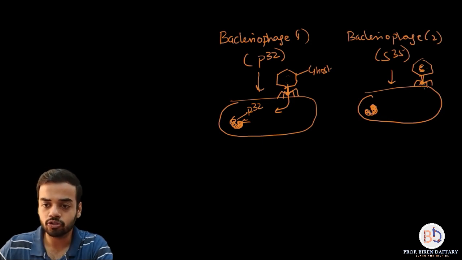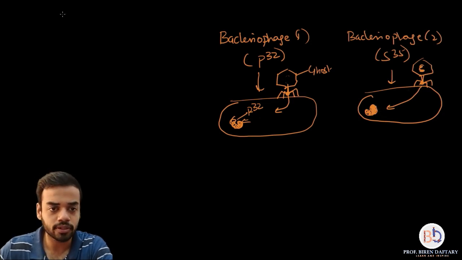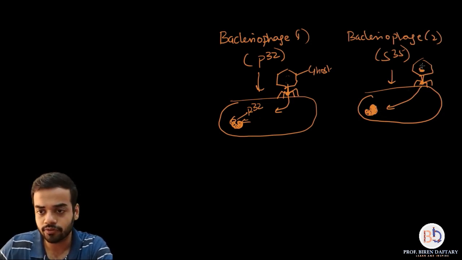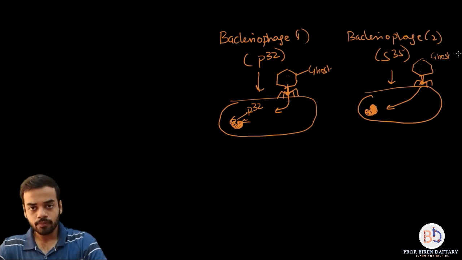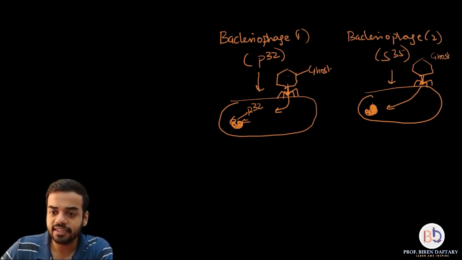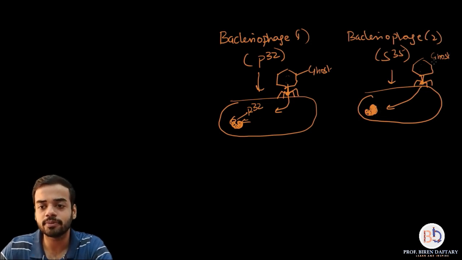Okay, it will also inject the DNA, and that DNA will get mixed over here with the DNA of the bacterium. Okay, so let me rub this off, and again this will be a ghost, correct? But will this DNA have S35? No, this DNA will not have S35 because sulfur is present on the ghost.